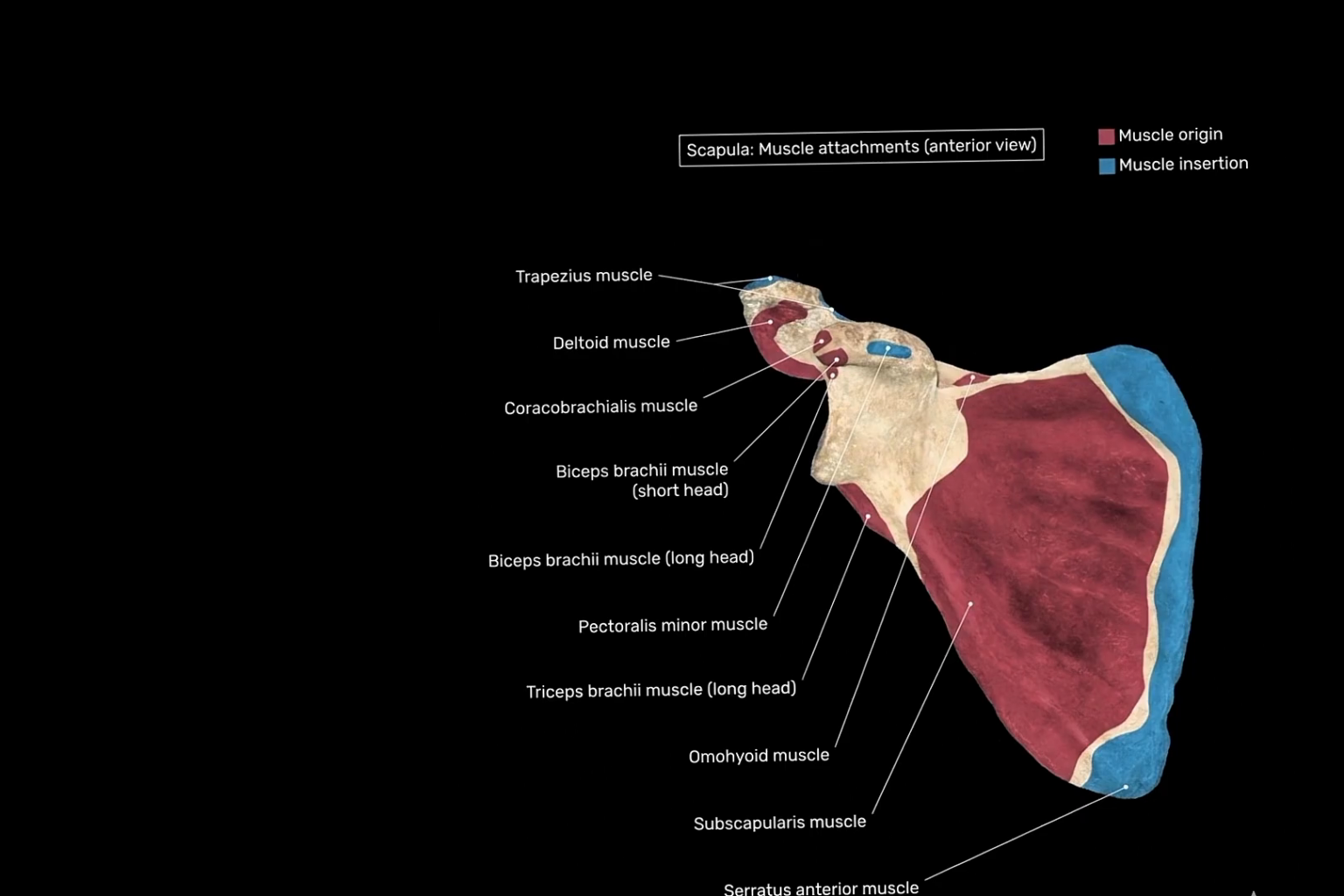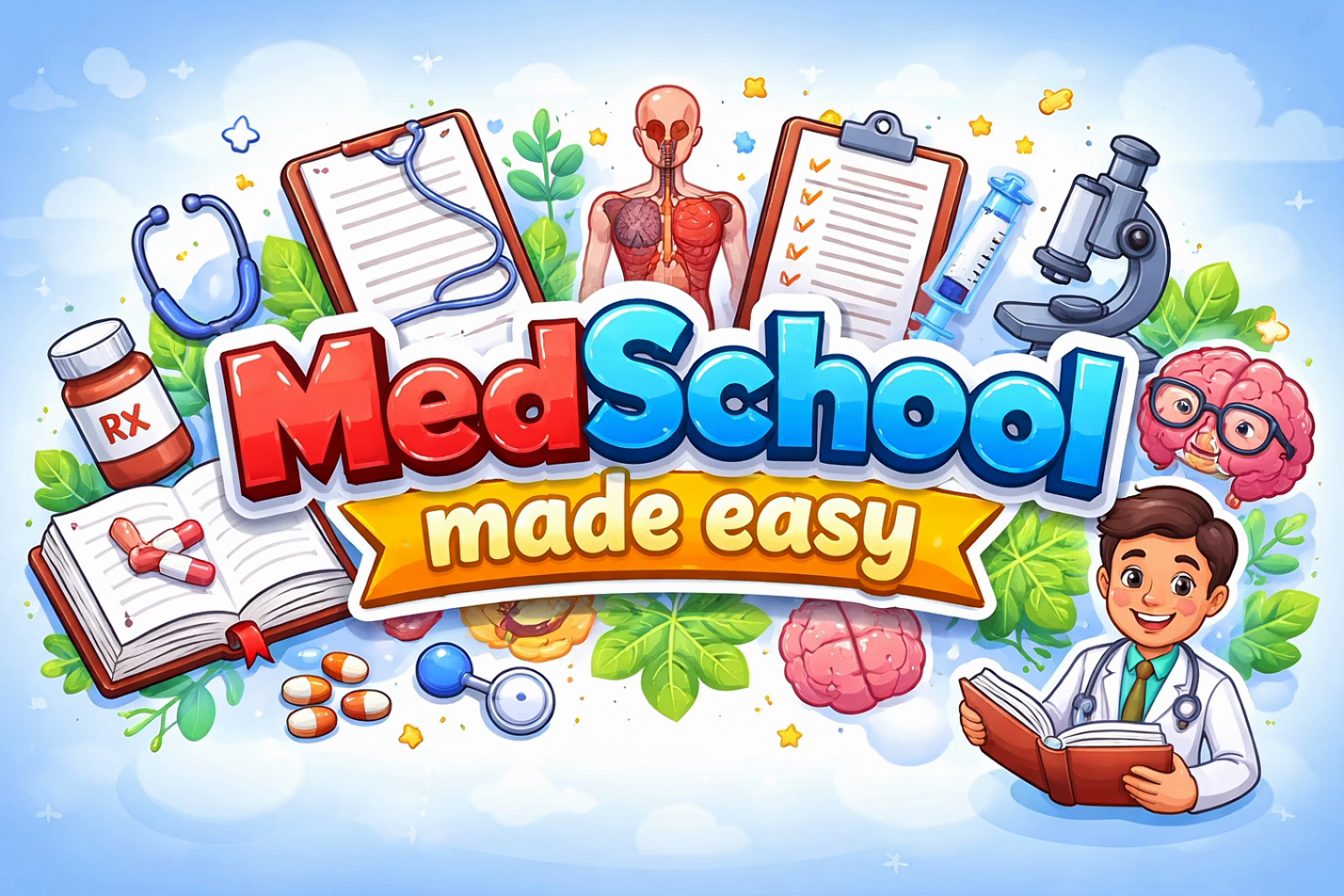Conclusion. And that brings us to the end of our overview of the scapula. We've explored its major landmarks, borders, surfaces, and muscle attachments, making it easier to understand how this bone supports the incredible mobility of the shoulder.